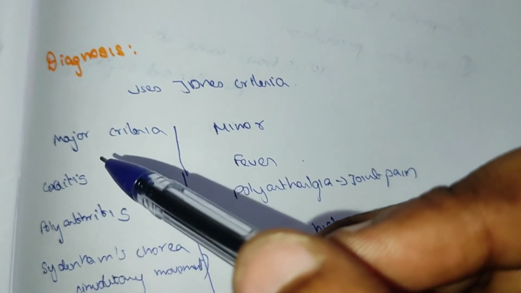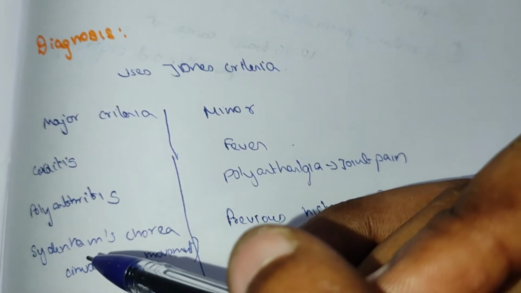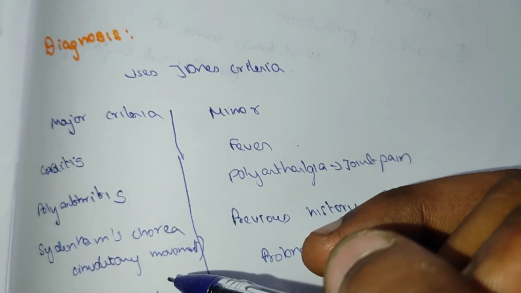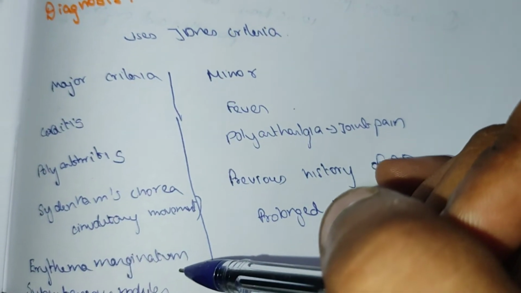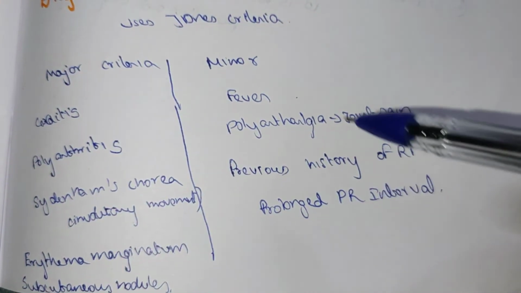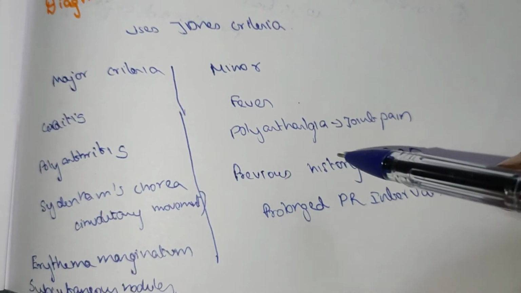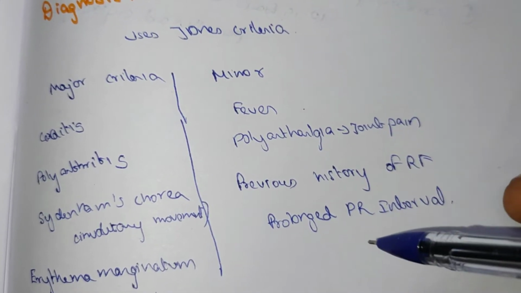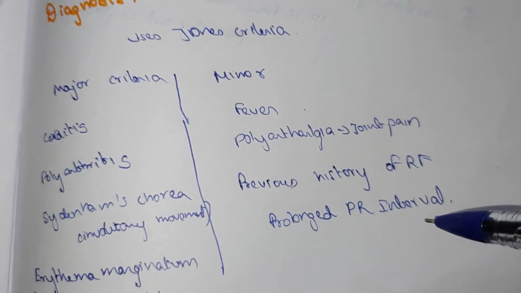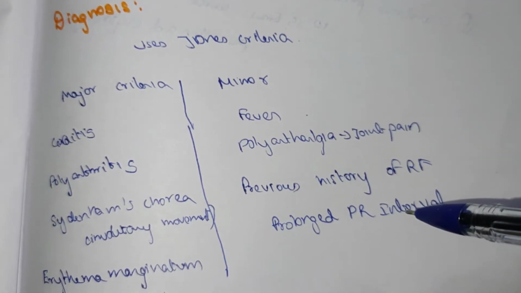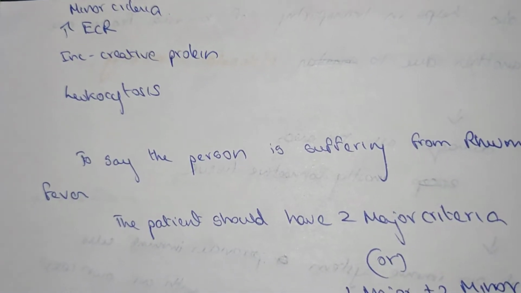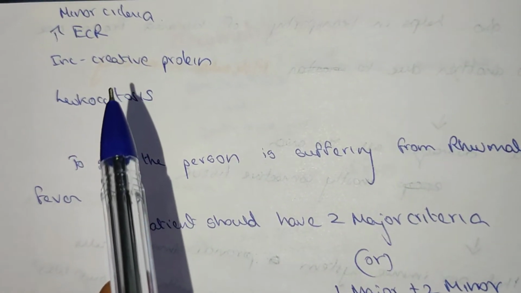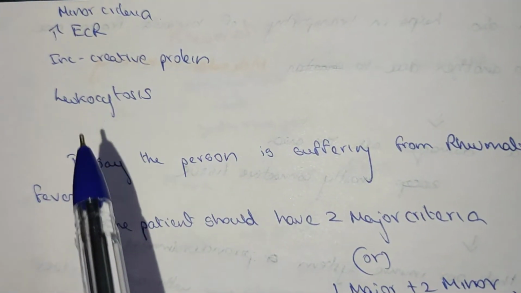The 5 major criteria are carditis, polyarthritis, Sydenham's chorea, which is involuntary movement of legs and hands, a nervous disability, and erythema marginatum and subcutaneous nodules. In minor criteria: fever, polyarthralgia, which is joint pain, previous history of rheumatic fever, and prolonged PR interval in the ECG, electrocardiograph. Along with it, the other 3 minor criteria are ESR level increased, C-reactive protein, and leukocytosis.